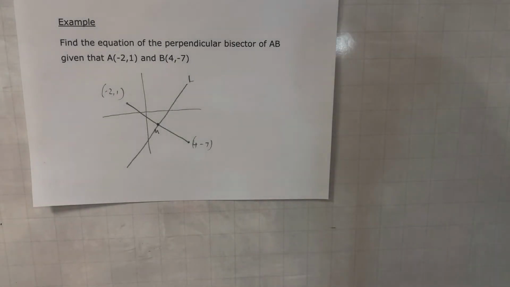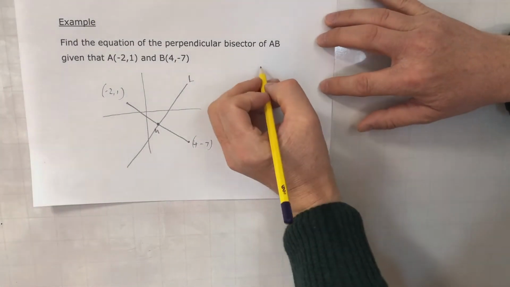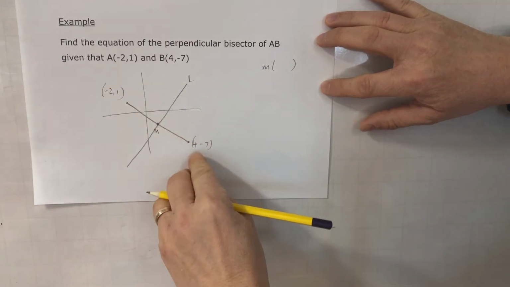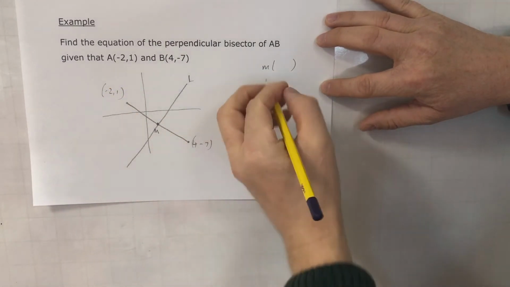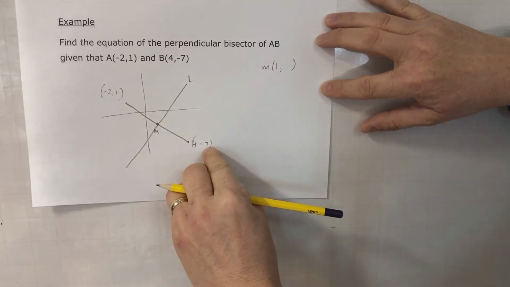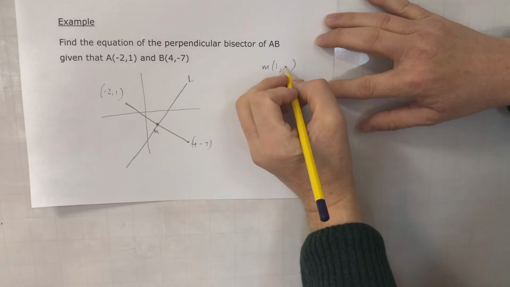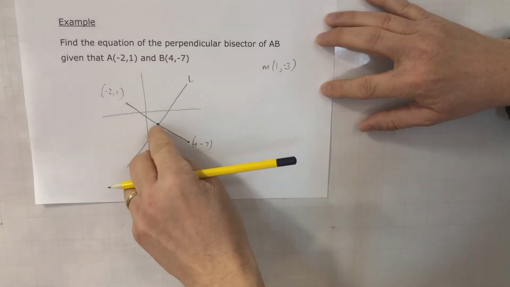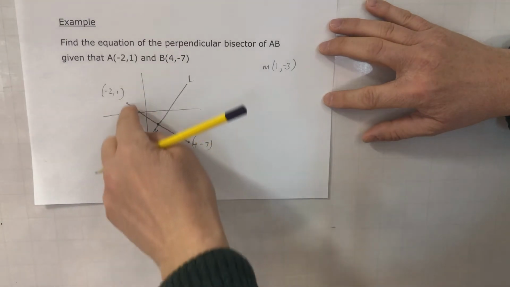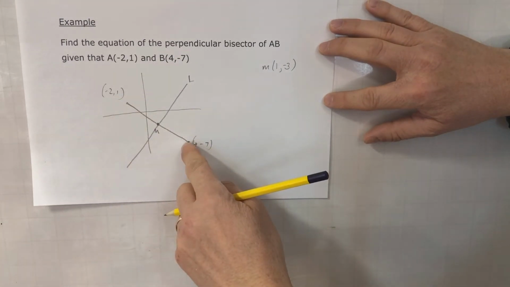First of all, the midpoint. So the midpoint, minus 2, add 4 is 2, half of which is 1. 1 add minus 7 is minus 6, half of which is minus 3. So that's that coordinate there. To establish this gradient, I have to work out this gradient first.